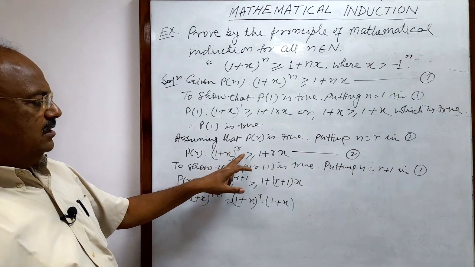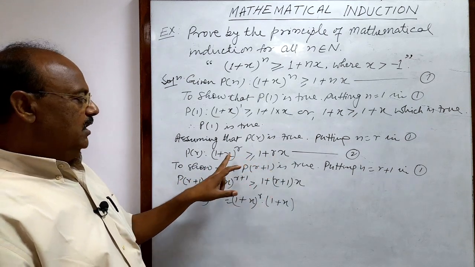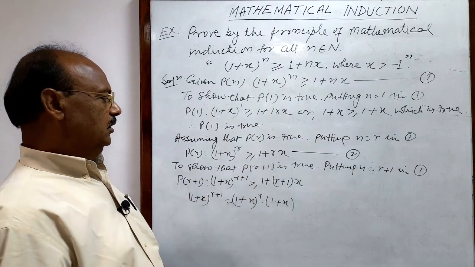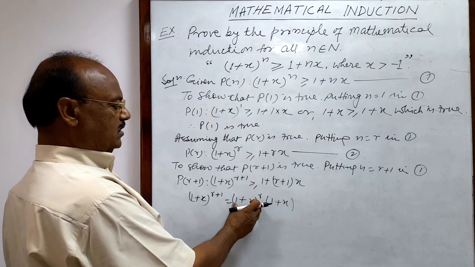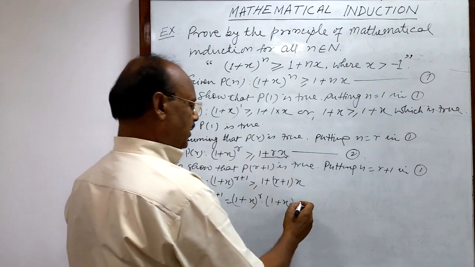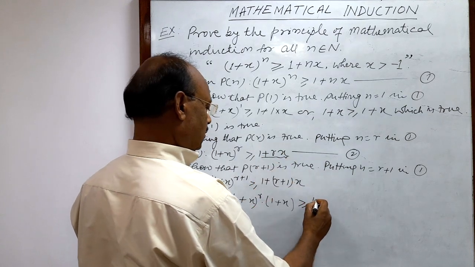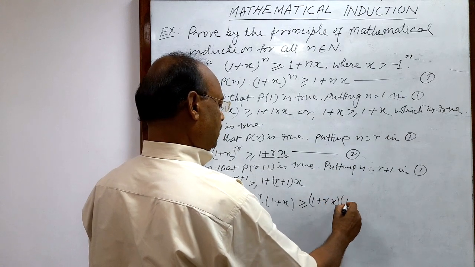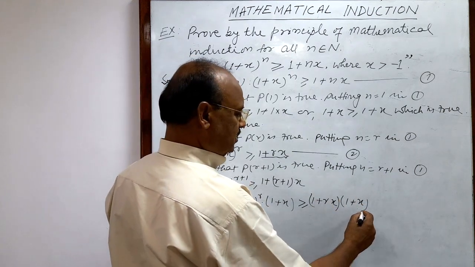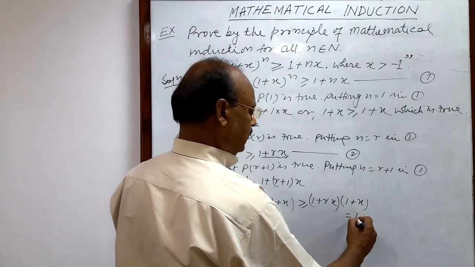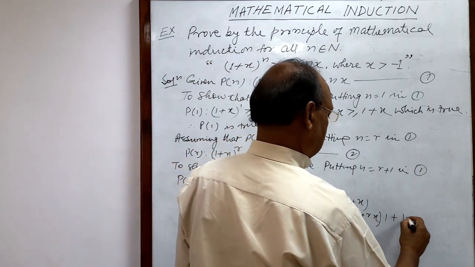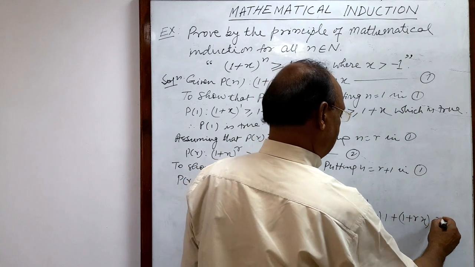(1 + x)^r is greater than or equal to this much. Means LHS is greater than or equal to RHS, means RHS is smaller than this much. So, if we replace (1 + x)^r by this expression, it is smaller. So, it will become smaller or equal to (1 + rx) into another factor (1 + x), okay? And this is equal to (1 + rx) into 1.